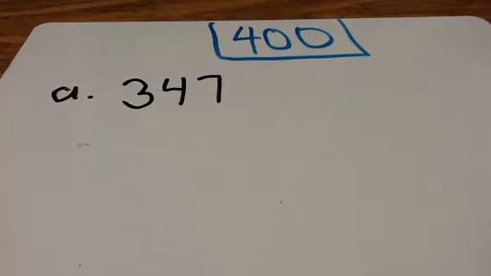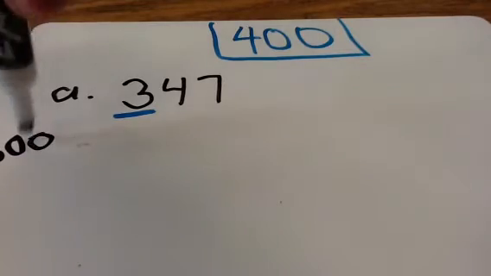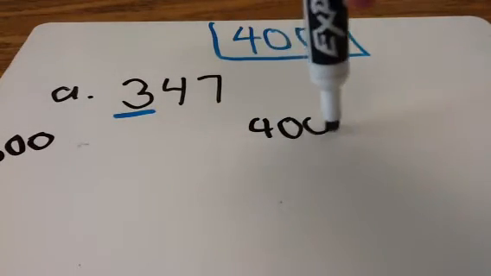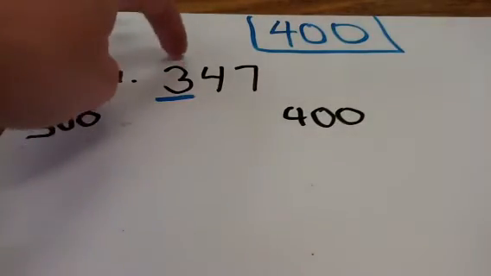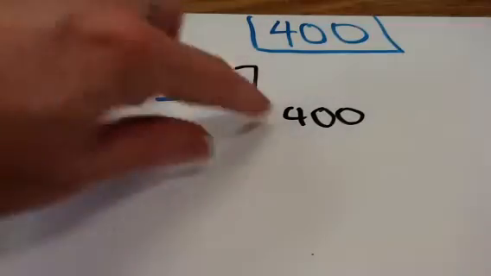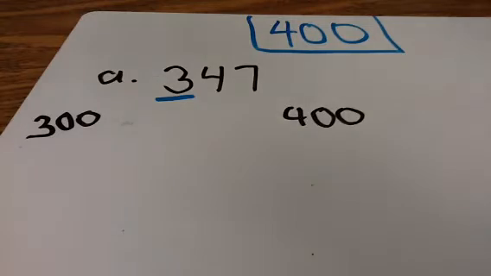347, and it says I'm rounding to the nearest hundred. So I'm going to underline my 100, and that tells me that I'm between 300 and 400. Okay, so like if we were doing the number line, the 3 in the hundreds place tells us that we're between 300 and 400. I'm going to move to the right and circle it.